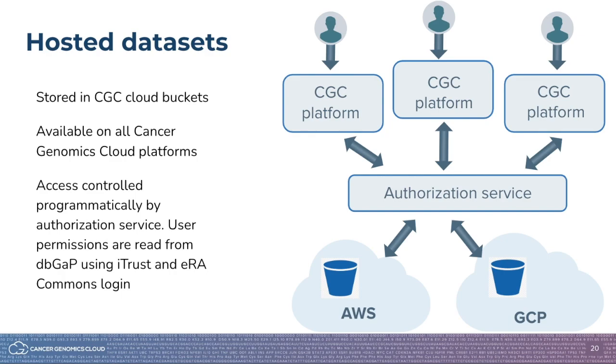Let's start by talking about how datasets are hosted on the CGC. The CGC ingests the research data and puts it into Google Cloud and AWS buckets that they own. The data is then put into a file management system and made accessible to an authorization service. Access is programmatically controlled by the authorization service. When a researcher chooses to access a particular piece of data, their approval status is read from dbGaP programmatically. The same data is hosted on Amazon Web Services as well as Google Cloud Platform and is available on the Cancer Genomics Cloud Platform.